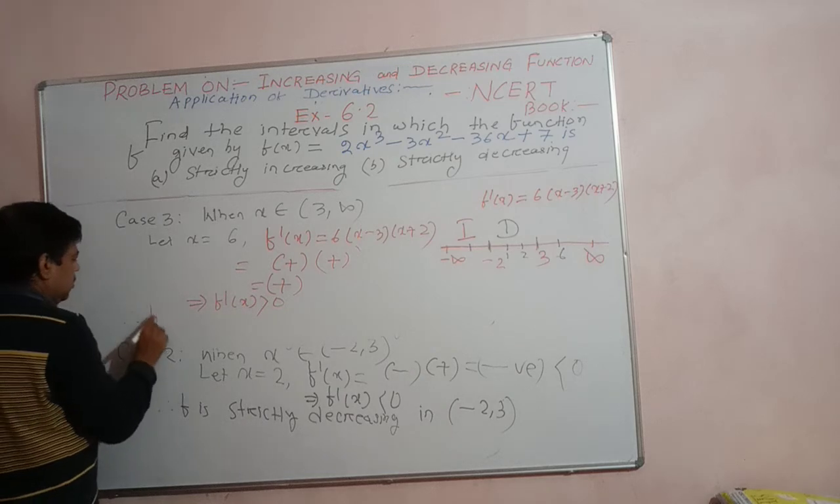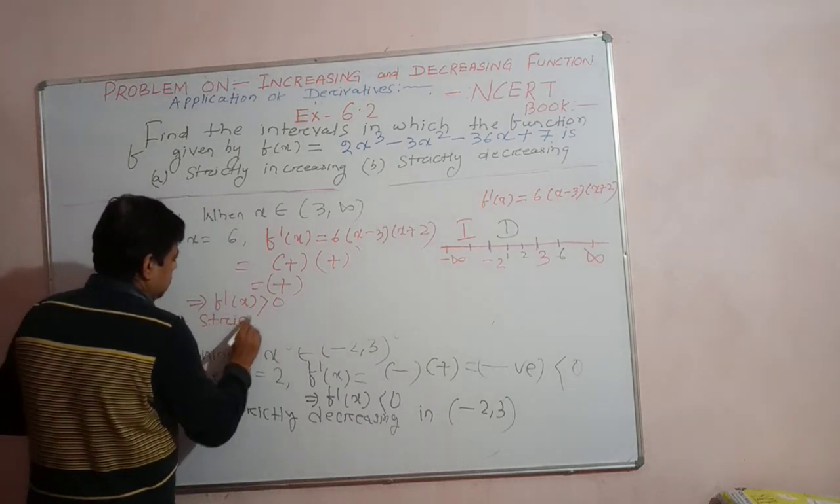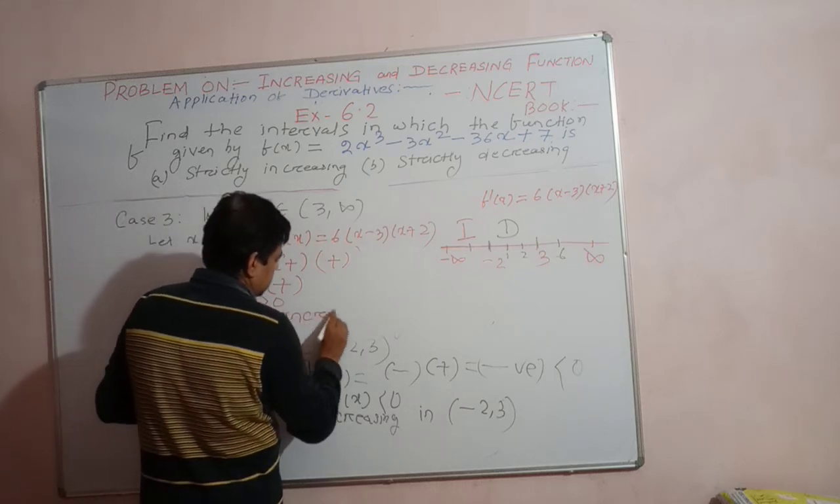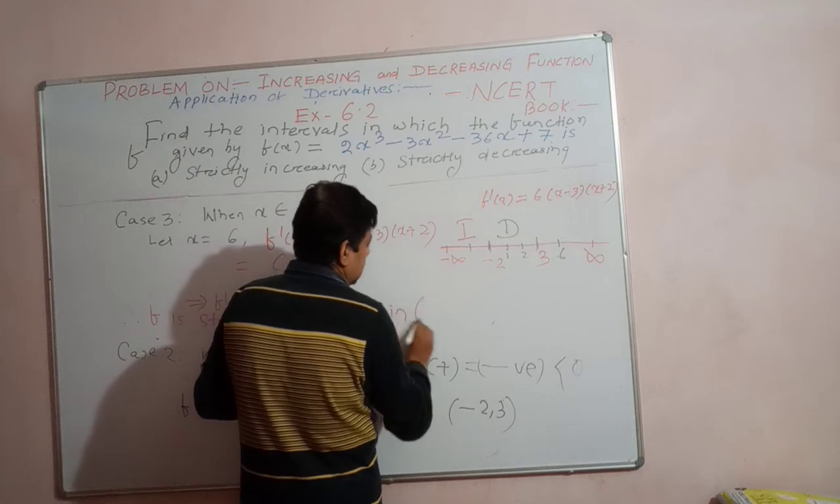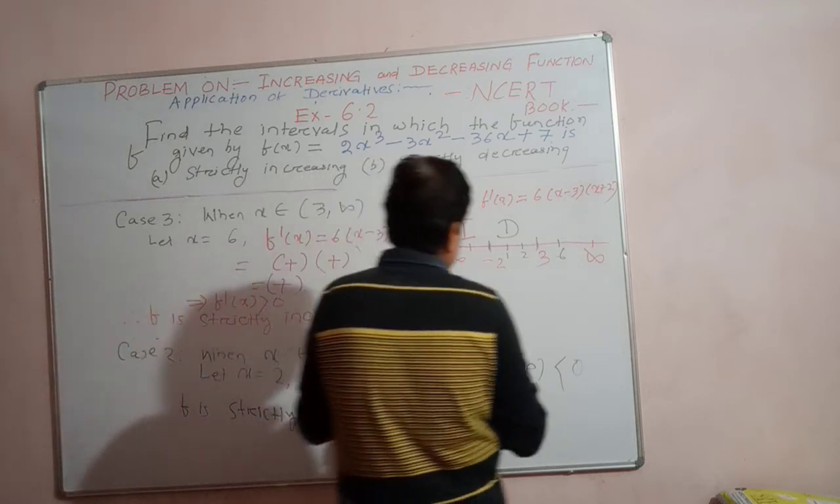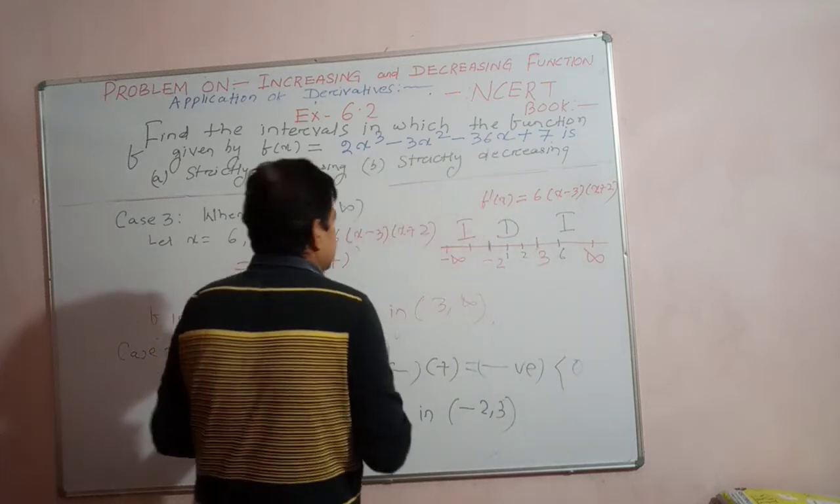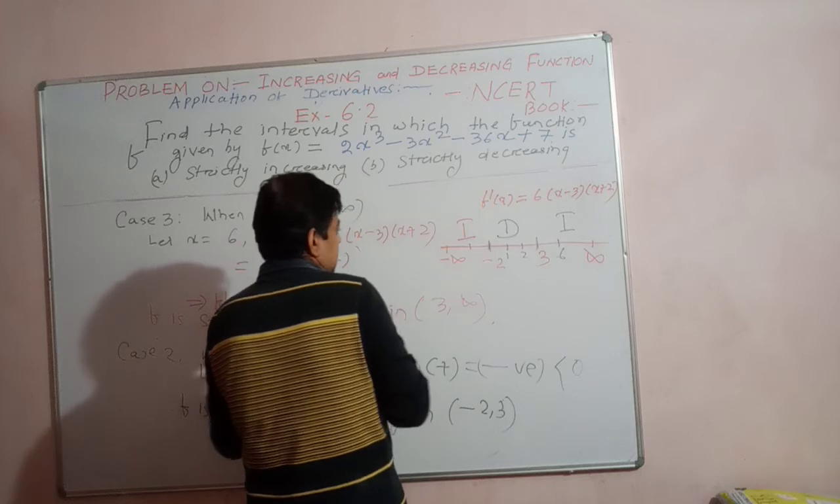Thus f is strictly increasing in the interval 3 to infinity. Understand, here the function is strictly increasing. Is it clear? Is it clear all of you? Okay, is it clear?